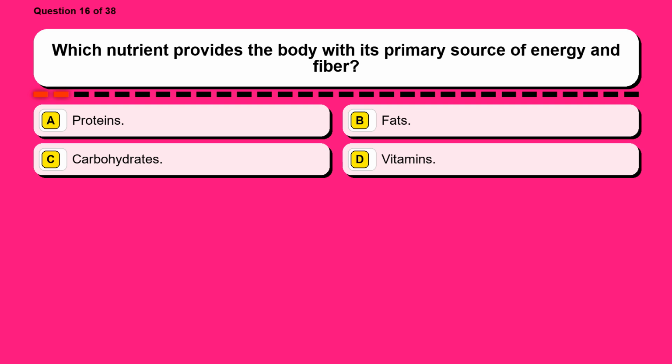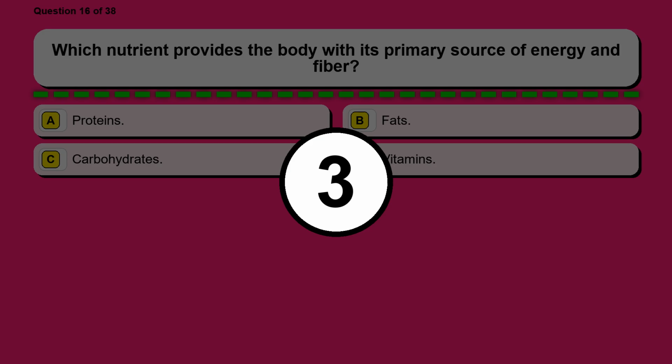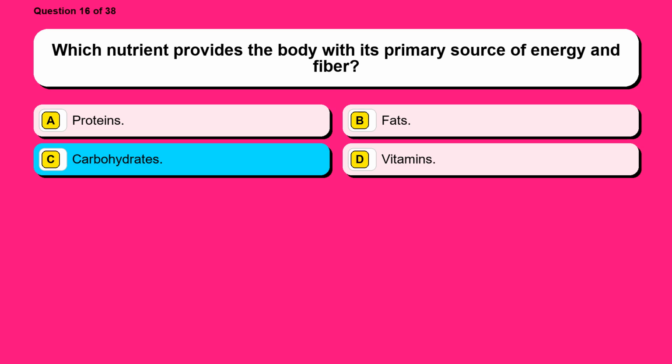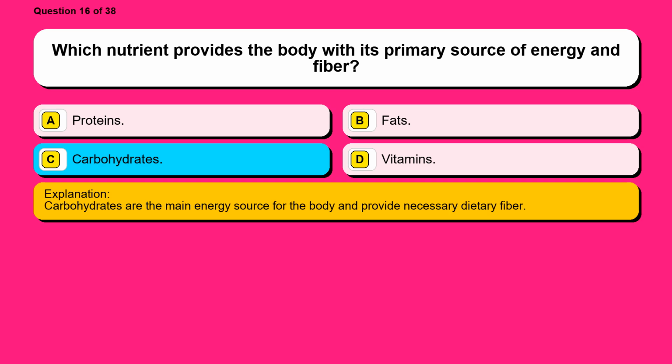Question 16. Which nutrient provides the body with its primary source of energy and fiber? Option A, proteins. Option B, fats. Option C, carbohydrates. Option D, vitamins. The correct answer is option C, carbohydrates. Carbohydrates are the main energy source for the body and provide necessary dietary fiber.